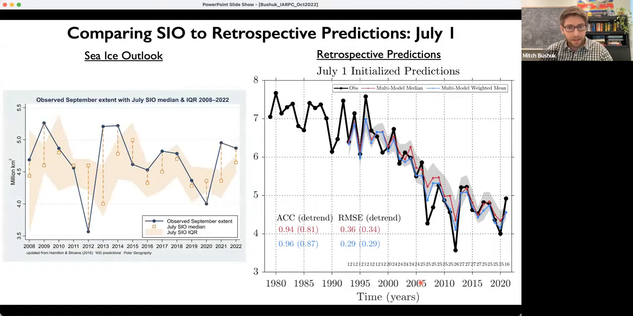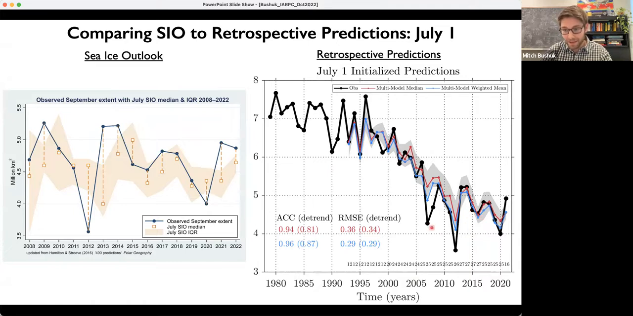Okay, so just as a first look at how we're doing, going back to that figure that Ed showed and was shown in Larry's earlier paper, on the right here, I've made a version of this figure using the retrospective prediction data set. The obs are shown in black, the red line shows the multi-model median, and the gray band shows the interquartile range. Just using the eyeball norm, you can see already that the multi-model median in this retrospective data set looks pretty good.